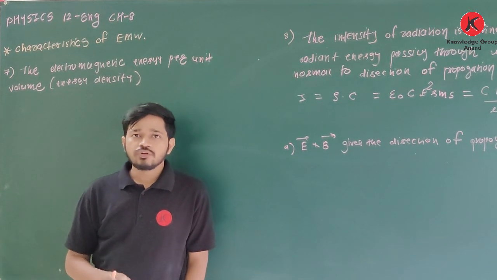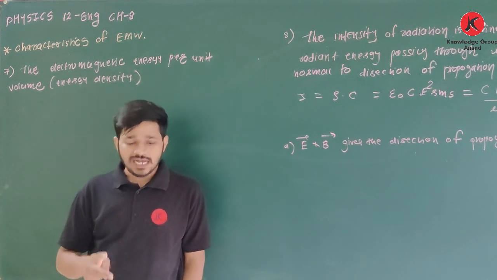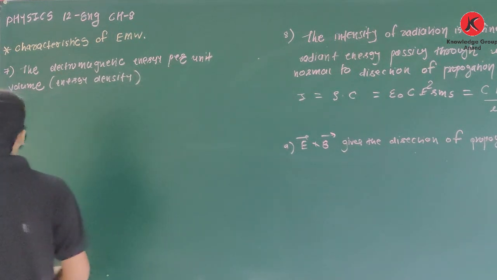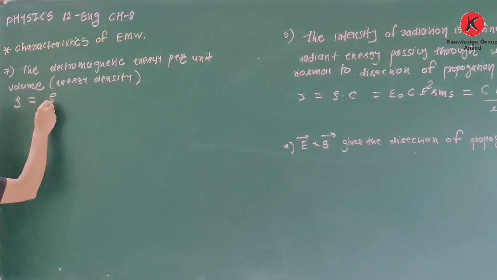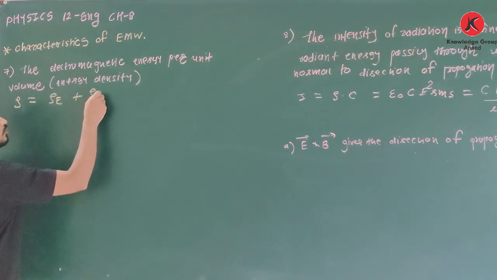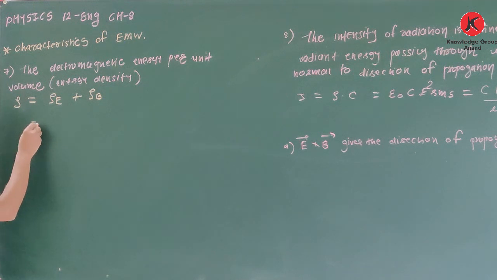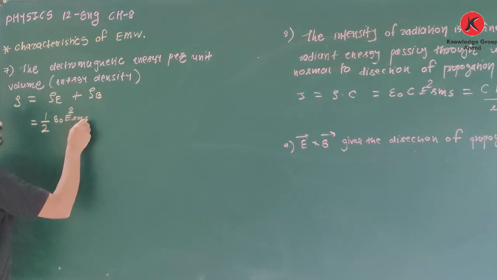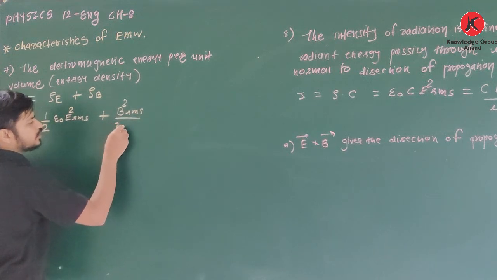So in case of electromagnetic waves, there are two fields in the region. What is the electromagnetic energy per unit volume? Rho is equal to rho E plus rho B. It is the energy density of the electric field, and it is the energy density of the magnetic field. So I can write this equation as rho E is half epsilon 0 E square RMS plus rho B, which is B square RMS upon 2 mu 0.